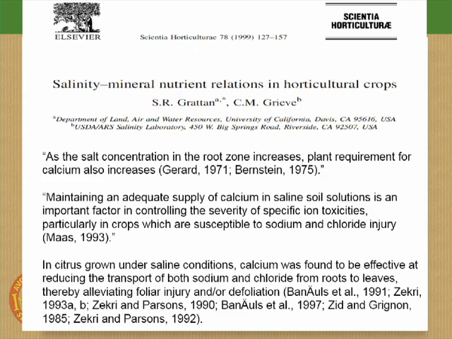Great. We also see here, what about calcium? As the salt concentration in the root zone increases, plant requirement for calcium increases, going back to the 1970s. Another report by Moss in 1993 at the Salinity Lab says maintaining adequate calcium is an important factor in controlling specific ion toxicities, sodium and chloride injury. And in citrus, calcium was found to be effective at reducing transport of chloride from the roots to the leaves.